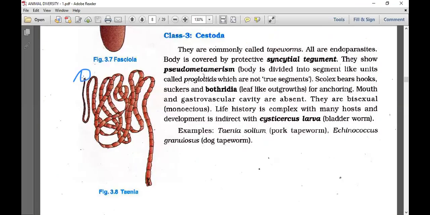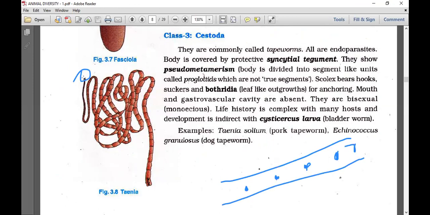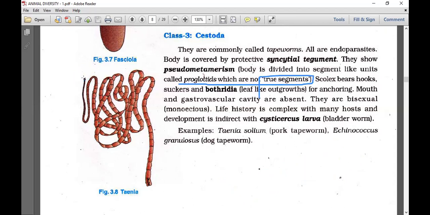The body is covered by a protective syncytial tegument. What is syncytial? That is the multinucleated condition, with no cell membrane between the cells; we call that the syncytial condition. They show pseudometamerism. What is pseudometamerism? The body is divided into segment-like units called proglottids, which are not true segments.